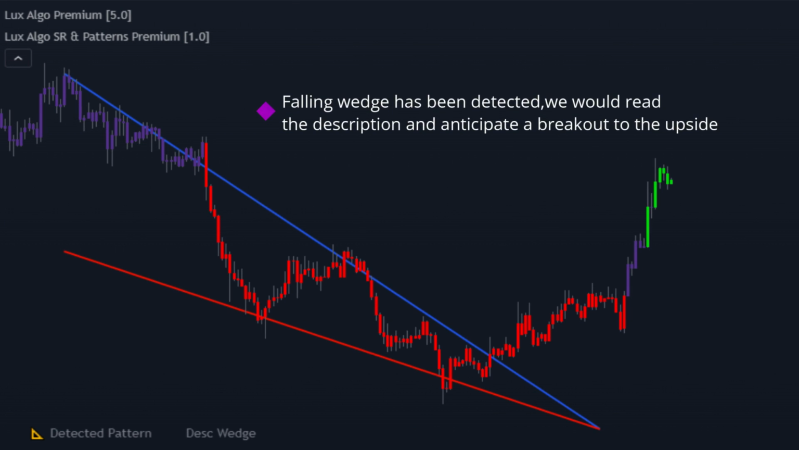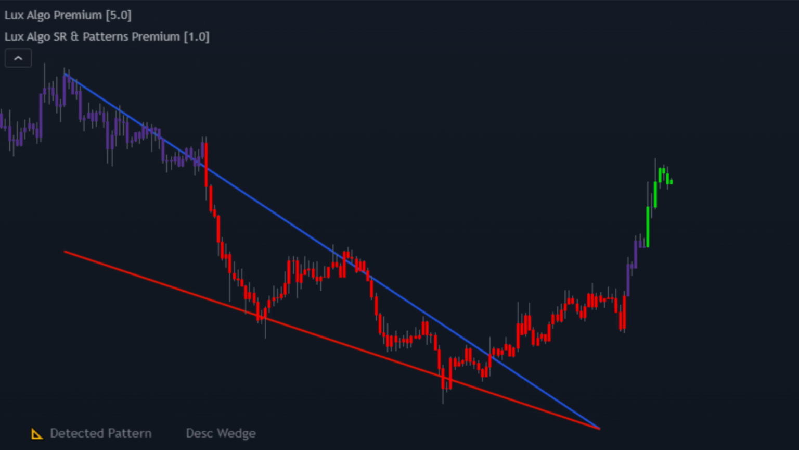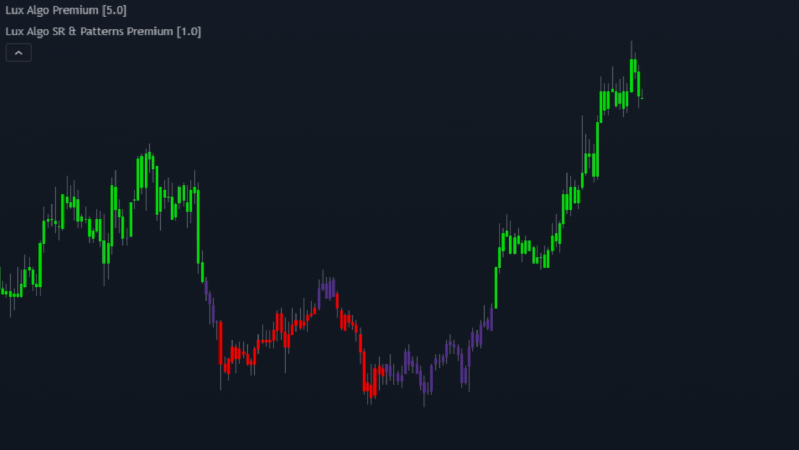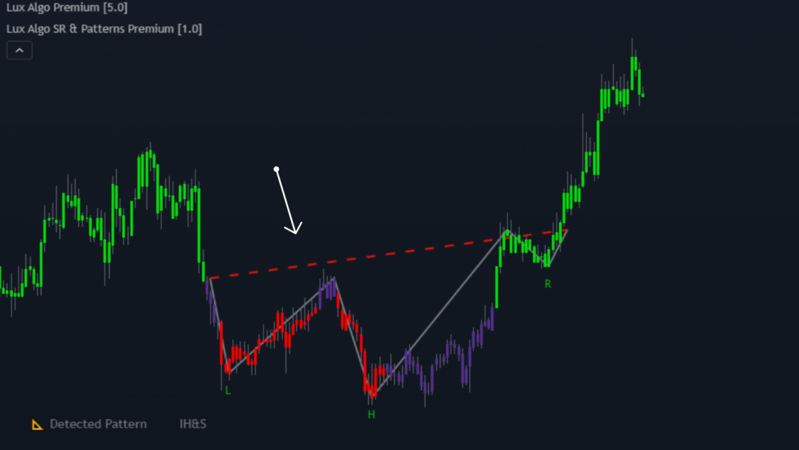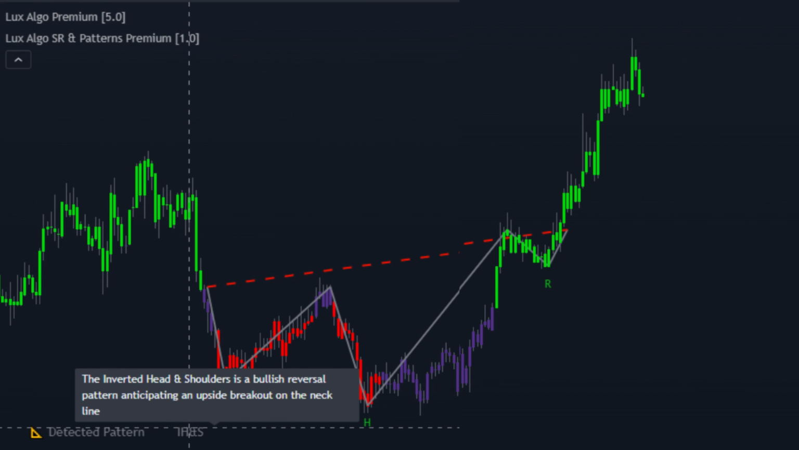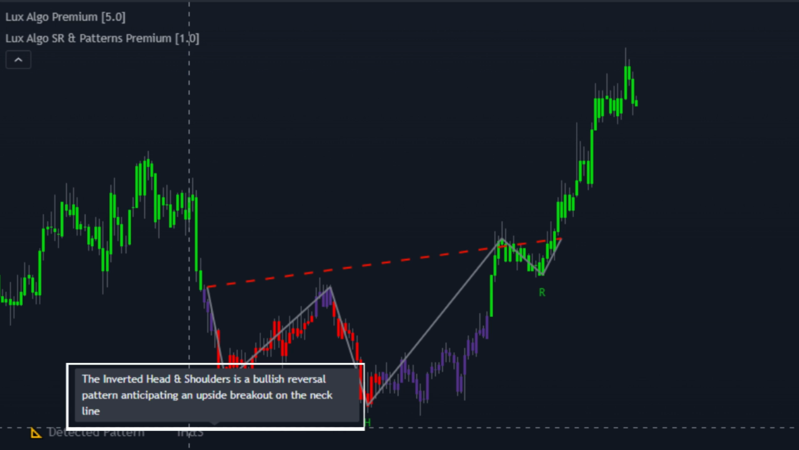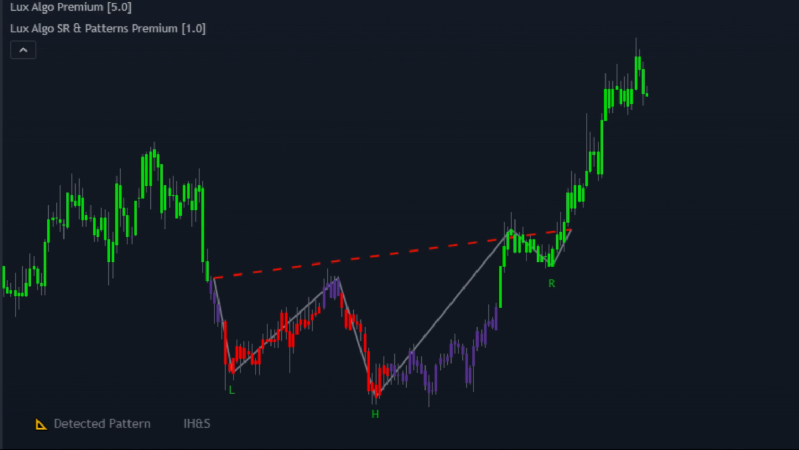Once we become aware a falling wedge has been detected, we would read the description and anticipate a breakout to the upside, entering the trade on the breakout, which we see here. In this example, an inverted head and shoulders pattern has been detected. For those that don't know what an inverted head and shoulders pattern is, the description reads as follows. The inverted head and shoulders is a bullish reversal pattern, anticipating an upside breakout on the neckline. And this is exactly what we got.